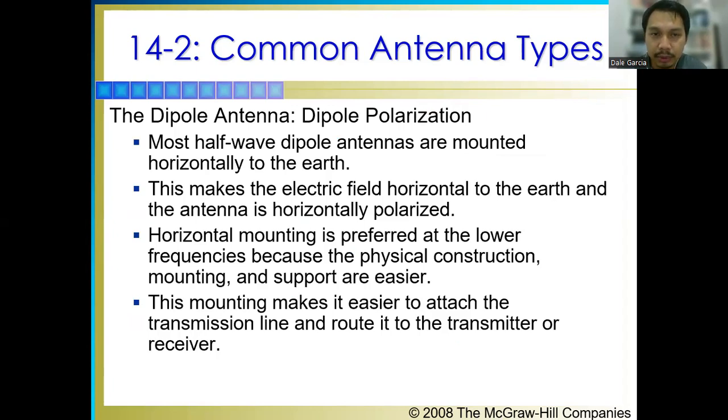Dipole polarization. Most half-wave dipoles are mounted horizontally to the earth. They should always be mounted horizontally. This makes the electric field horizontal to the earth and the antenna is horizontally polarized. Horizontal mounting is preferred at lower frequencies because the physical construction, mounting, and support are easier. This mounting makes it easier to attach the transition line and route it to the transmitter or receiver.